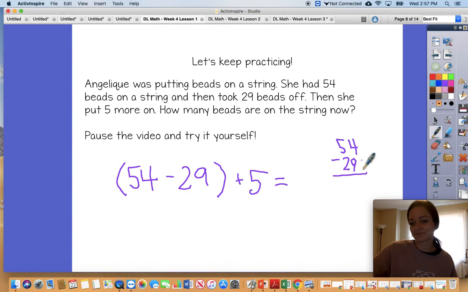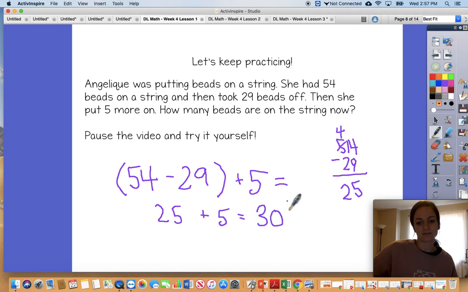4 minus 9, can't do it, don't have enough ones, so I've got to go borrow from my tens or ungroup my tens. Now I have 4 tens, so I'm going to bring 10 ones over here, 14 ones. 14 minus 9 is 5, and 4 tens minus 2 tens is 2 tens. So Angelique has 25 beads, and then she adds 5 more on. Okay, so now she has 30 beads. 25 plus 5 more is 30. Good. Let's do another one.